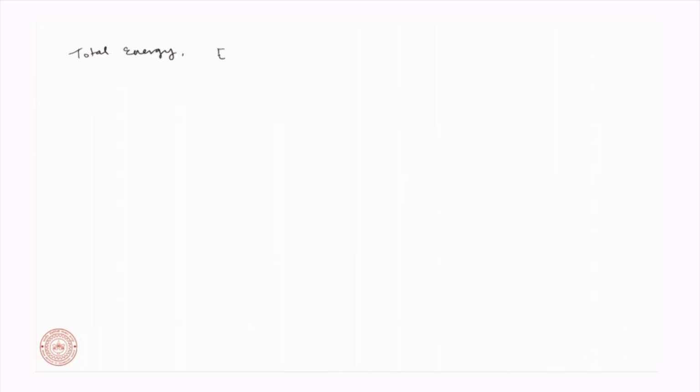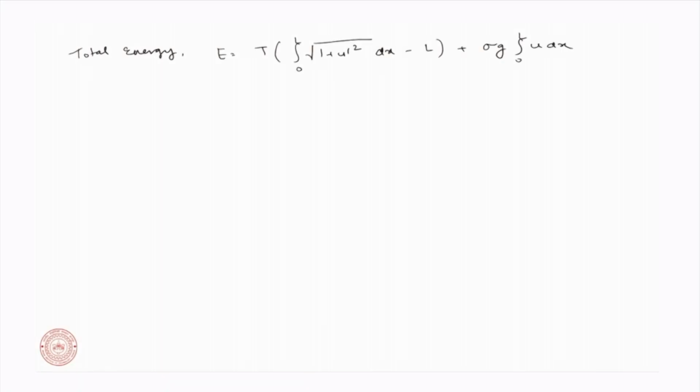We can say E is equal to T times integration of 0 to L square root of 1 plus u prime square dx minus L plus sigma into g integration from 0 to L of u dx. That makes sense? The total energy that we are getting is now a summation of our elastic energy and our gravitational energy. Now, we need to linearize this system.